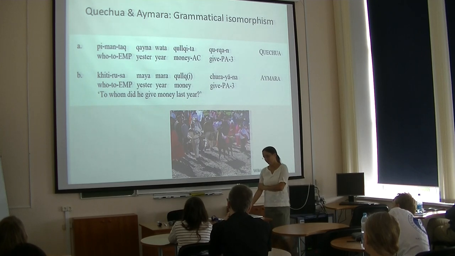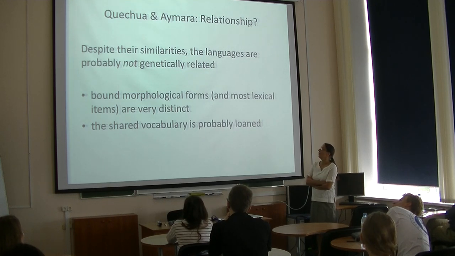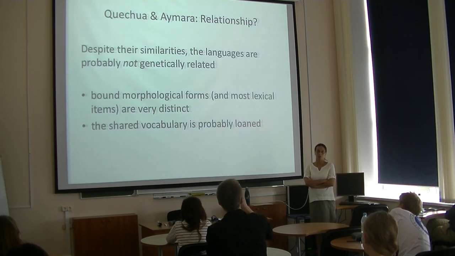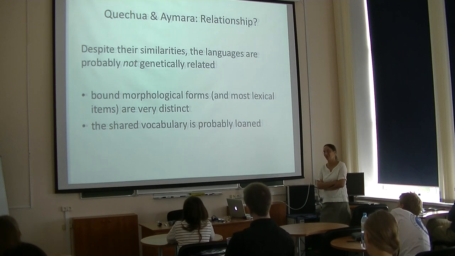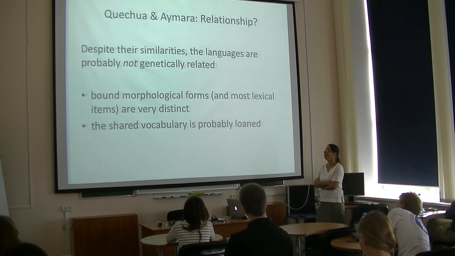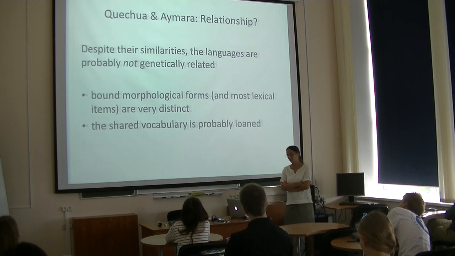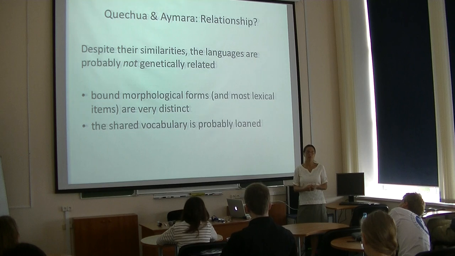So these similarities have given rise to various claims that Quechua and Aymara are related languages. But in the assessments by Adelaar and others, they're probably not genetically related. They just don't share enough of the kind of core vocabulary and core morphology that you might expect. As I talked about earlier this morning, there does seem to be a lot of turnover in grammatical morphology, so there are some questions there with respect to Amazonian languages. But at any rate, there doesn't appear to be solid evidence that these are genetically related. And so Cerrón-Palomino and others have argued that the shared vocabulary and shared forms are probably loaned, and that the grammatical isomorphism is also probably a contact effect.